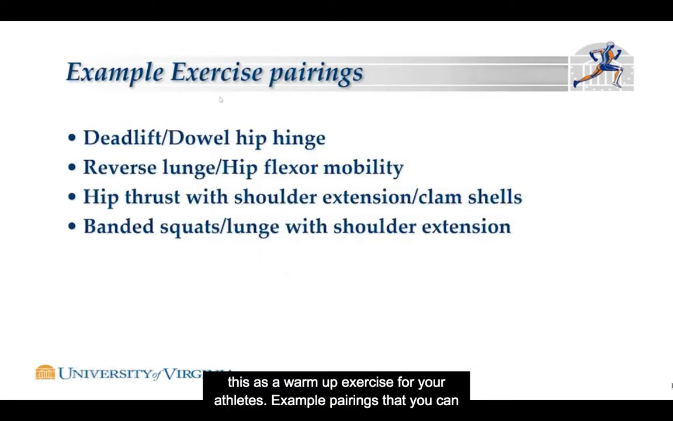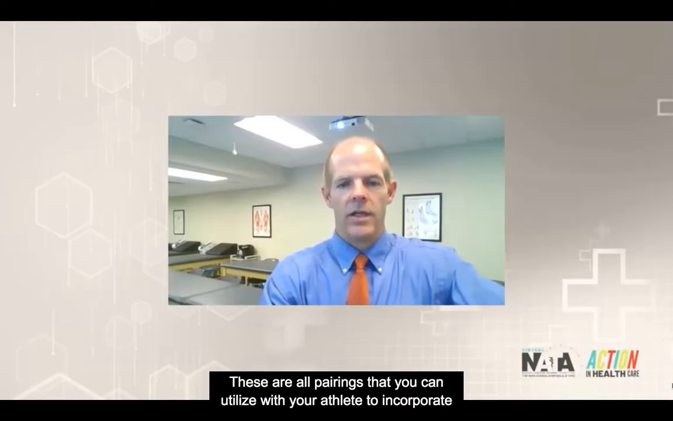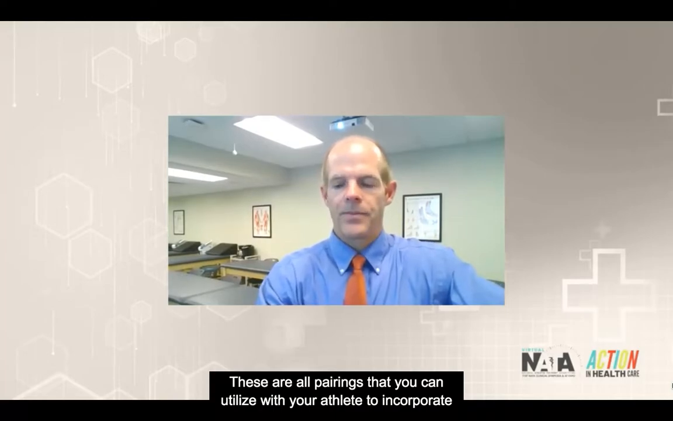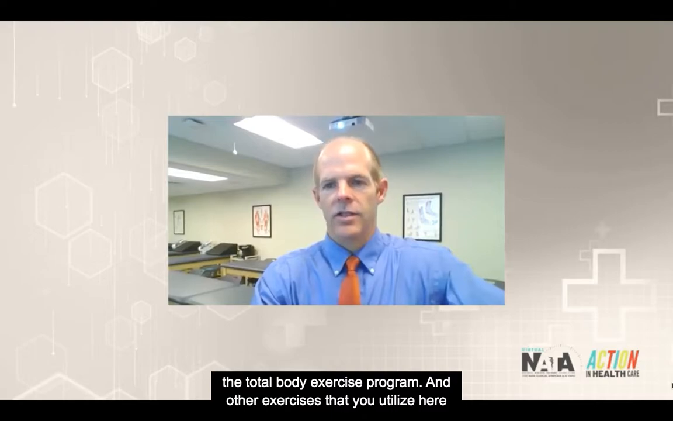Example pairings that you can utilize: a deadlift with a dowel hip hinge. In between every deadlift, you're going to use a dowel hip hinge against the wall, which will help with grooving that motor pattern for the deadlift. You can do reverse lunge with a hip flexor mobility drill in between. Use a hip thrust with shoulder extension and clamshells, and a banded squat lunge with shoulder extension. These are all pairings that you can utilize with your athlete to incorporate that total body exercise program.